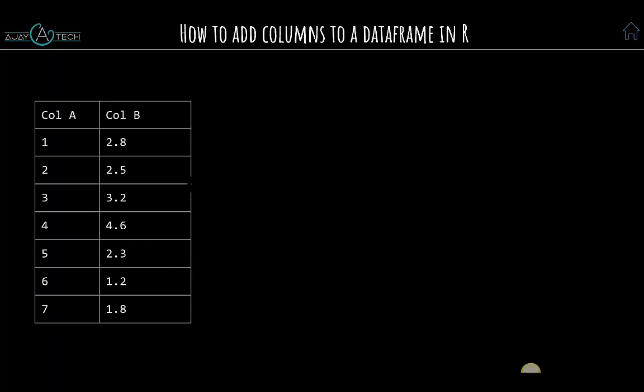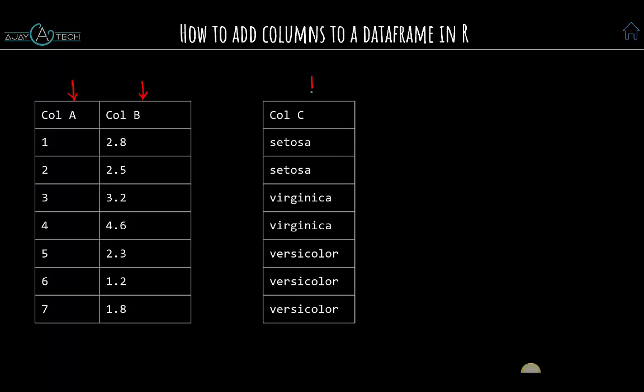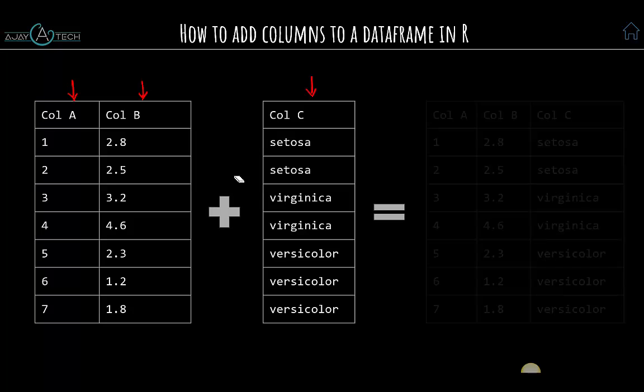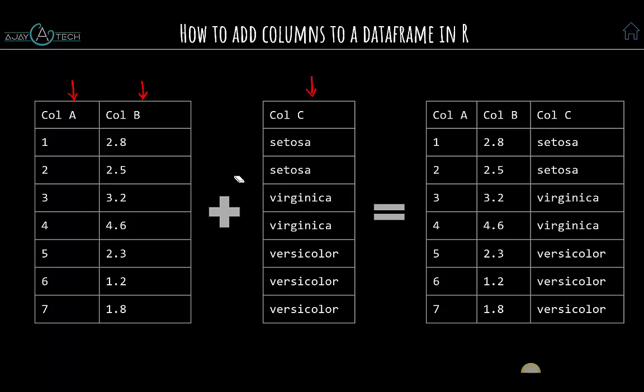For example, imagine this data frame. It has two columns, column A and column B. Think of it like the dimensions of a flower, the length and width of a petal. And now you want to add a new column, column C, that identifies the species of the flower. So we want to merge this column C into this data frame and create a new data frame or modify the existing data frame so that it now has three columns, column A, B, and C. How do you do that?